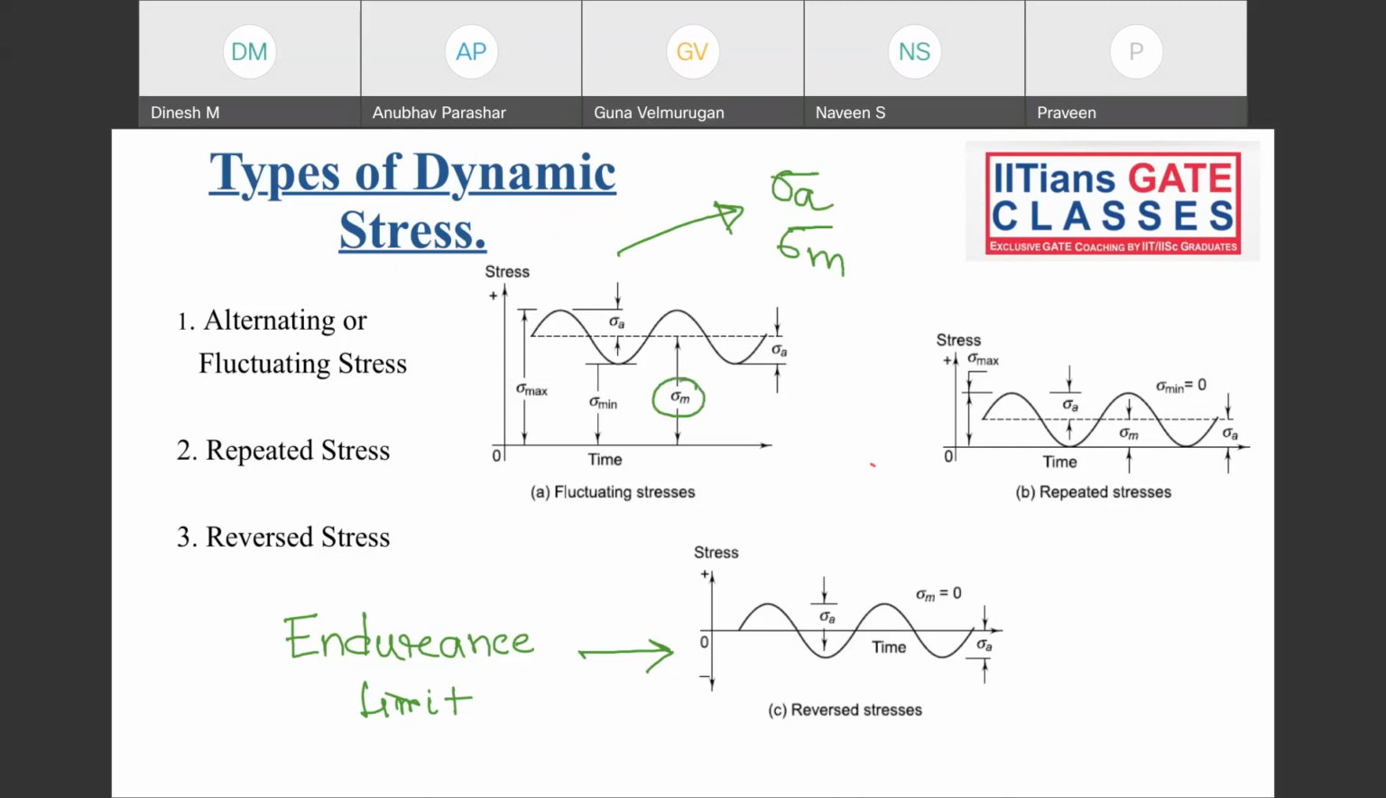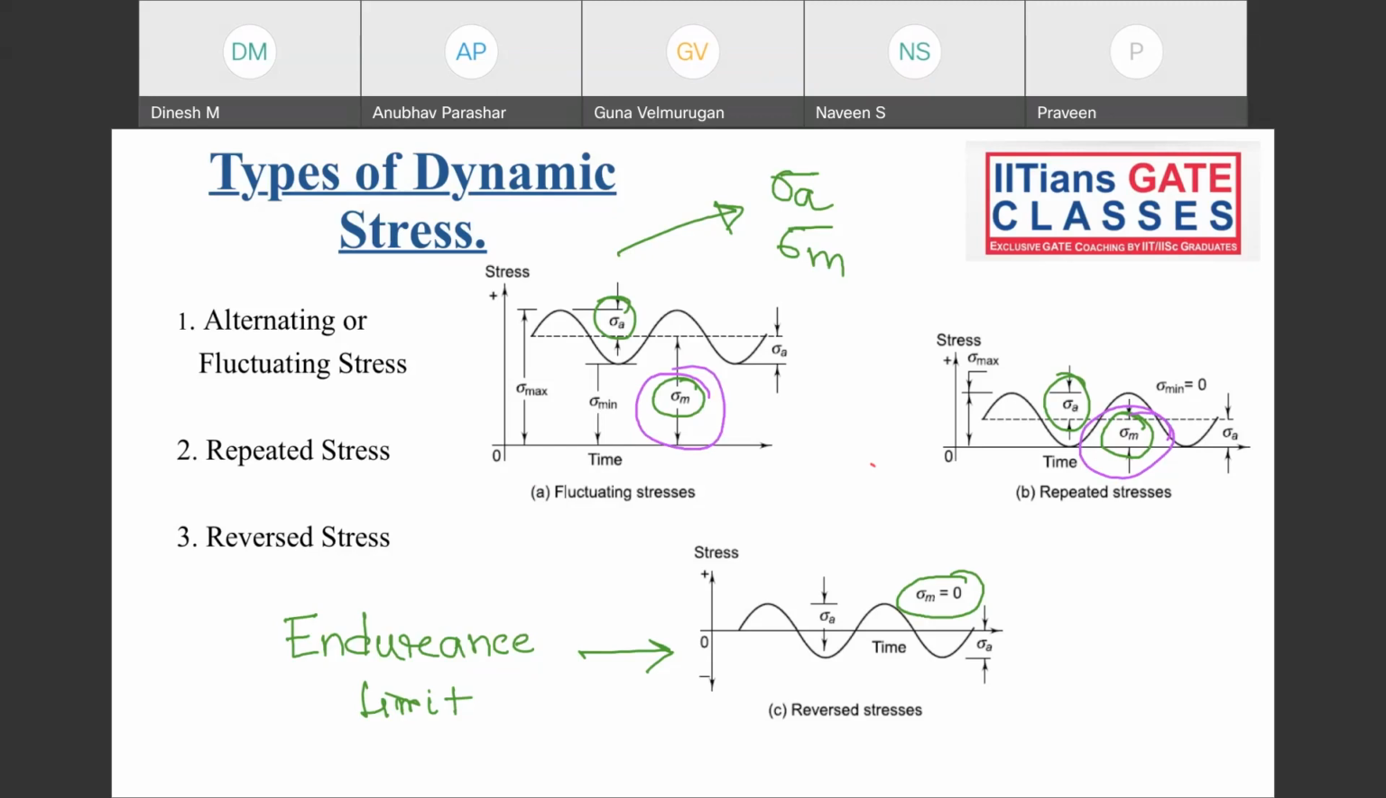All will have mean stress and stress amplitude, right? There will be some amount of mean stress and stress amplitude. So here the mean stress was zero. For repeated reverse stress, where you're using the endurance limit, the mean stress was equal to zero. But if you use any other, the mean stress is not equal to zero. Even if you see repeated stress or fluctuating stress, the mean stress is not zero. So these two are the parameters that you'll have to calculate.